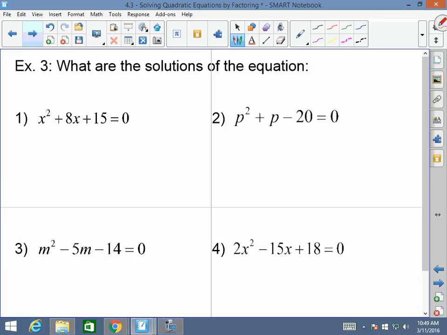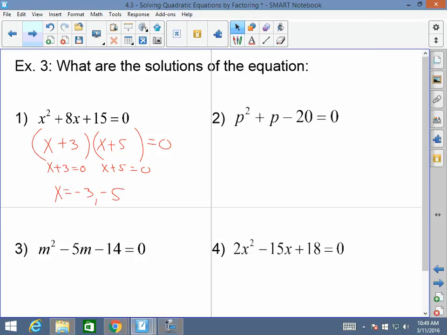Now we're going to do the whole thing together. Now I want the actual solution. So I'm going to factor. x plus 3 and x plus 5 equals 0. Zero product property. I got to set x plus 3 equal to 0 and x plus 5 equal to 0. And x will equal negative 3 and negative 5. Makes sense?